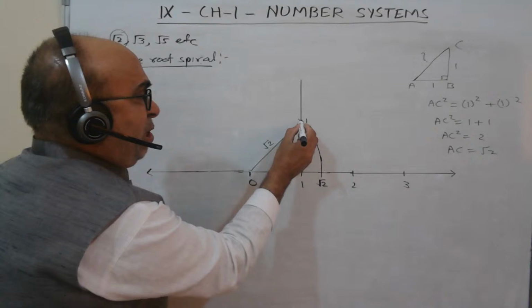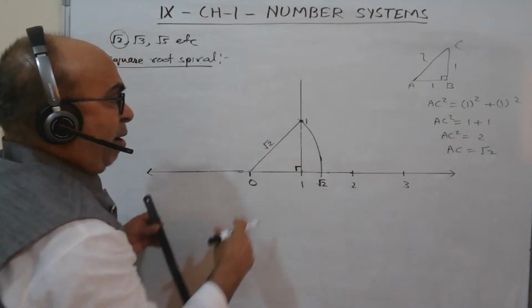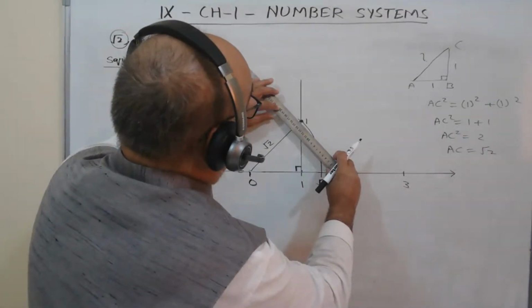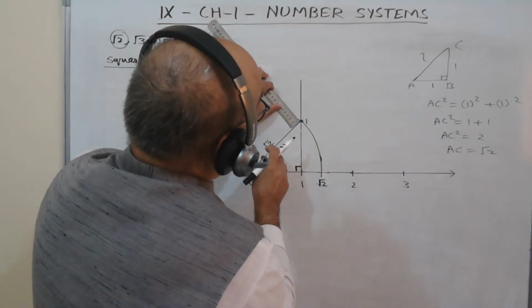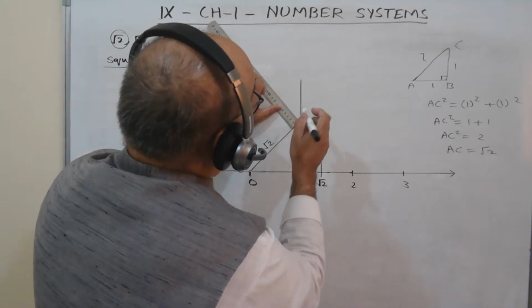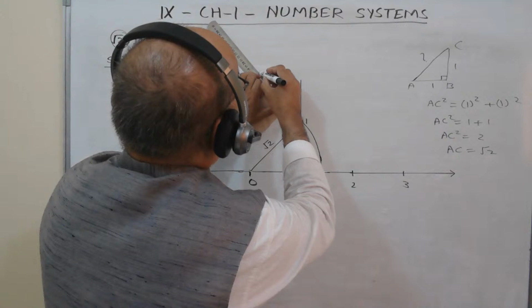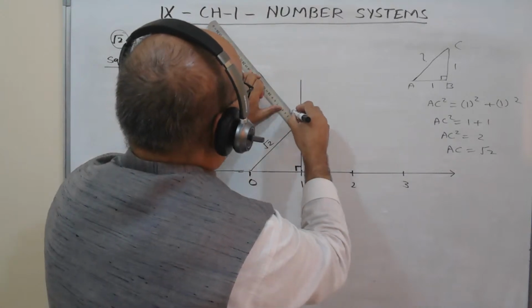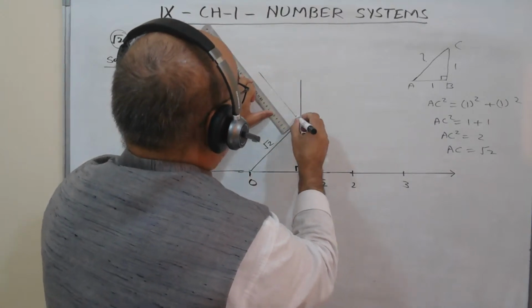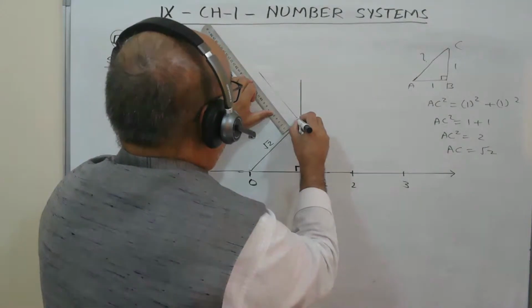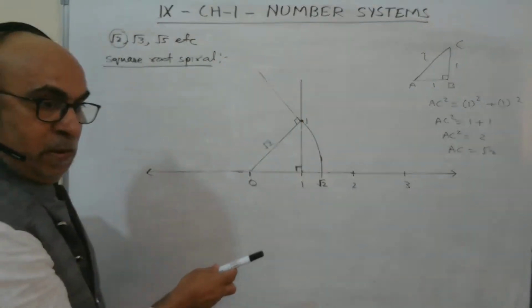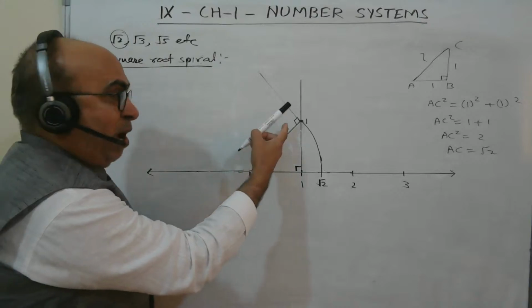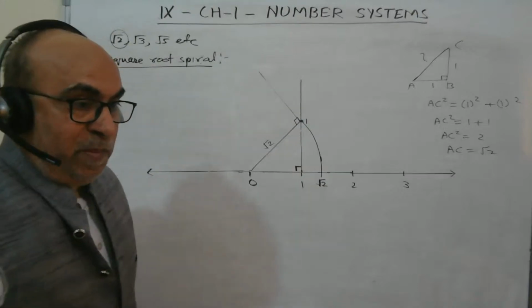So at this point, with the help of a protractor, you have to draw a 90-degree angle. So I'm drawing a 90-degree angle here. If the angle is not 90 degree, then you are going to get a wrong construction. This angle should be 90 degree. On the hypotenuse, you have to draw a 90-degree angle.